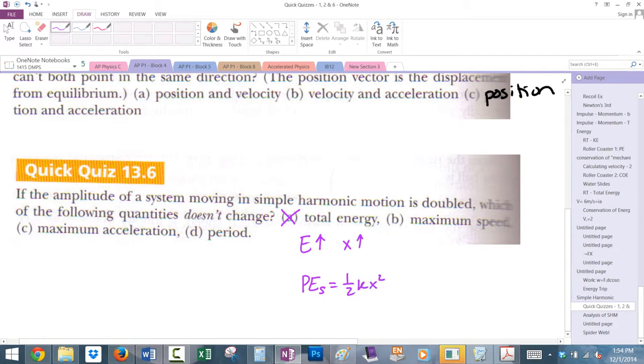Is that okay? So the maximum is going to be 1/2 k times A squared. That's not really a deep, dark secret, but it's kind of important, so I don't know if you want to write that down or not. But anyway, if the amplitude gets bigger, what's going to happen to the maximum energy? Bigger. It's got to get bigger. Okay, so A is out. Help me out. What else can I get rid of? One down. I need to get rid of 2 more to feel confident.